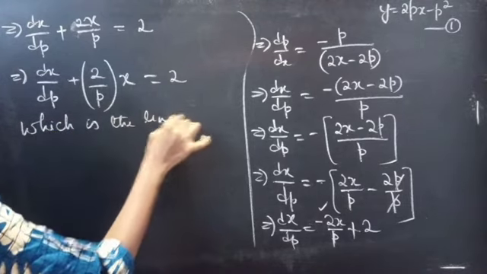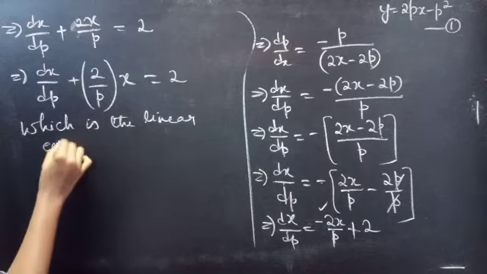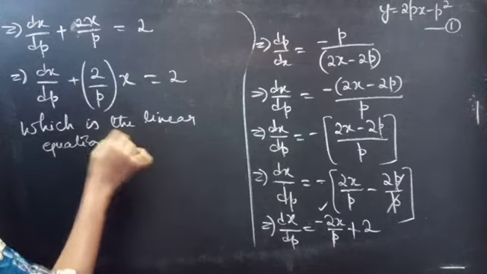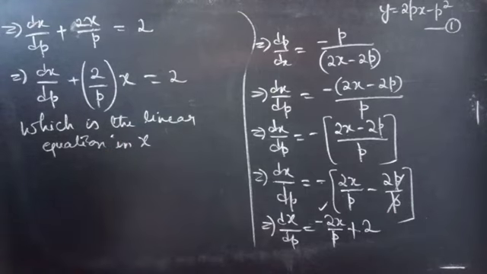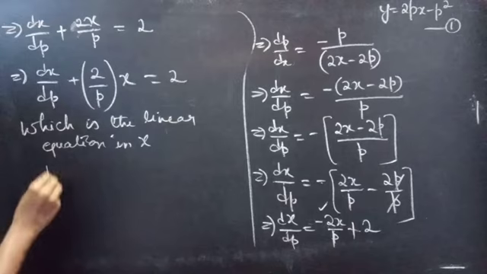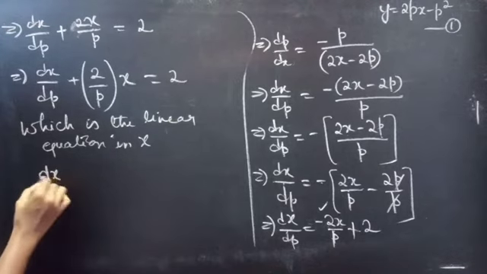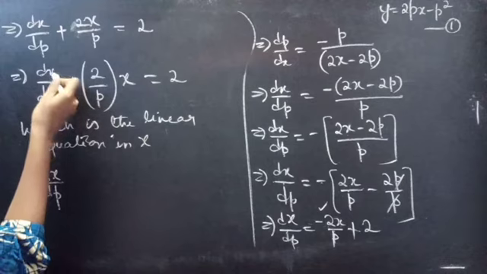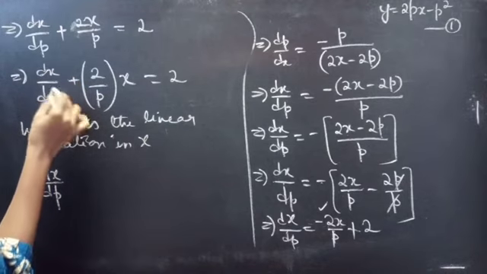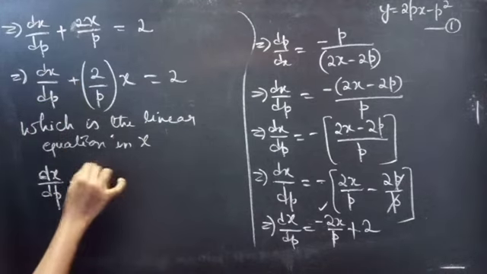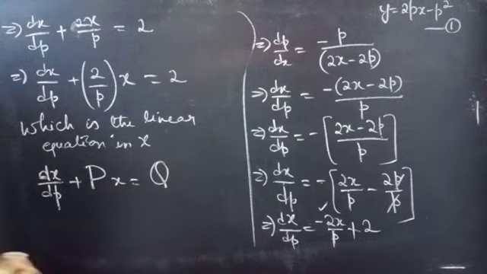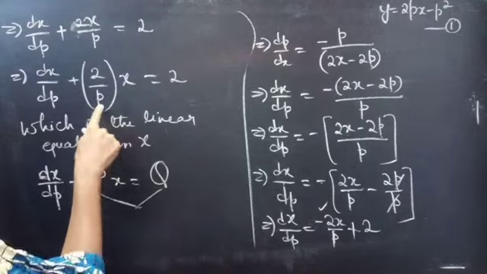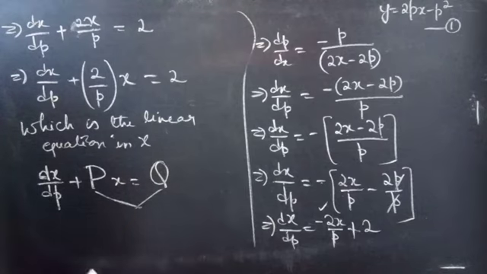the linear equation in x, right? Now let's compare this with the linear equation in x and p. Here just treat x as the dependent variable and p as the independent variable. Then we'll get, okay, the general linear equation where P and Q are either functions of p alone or constants.